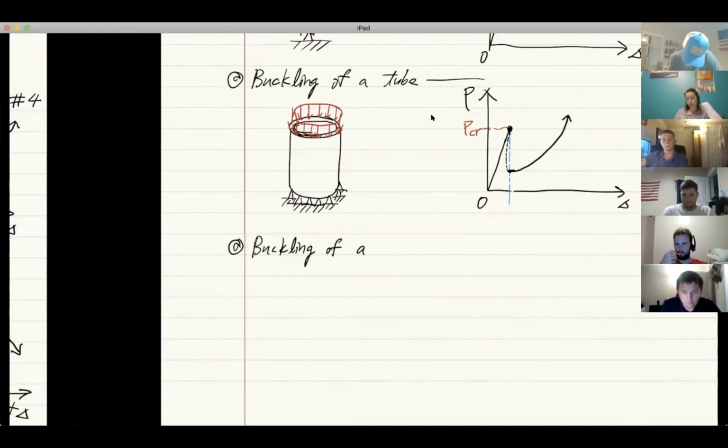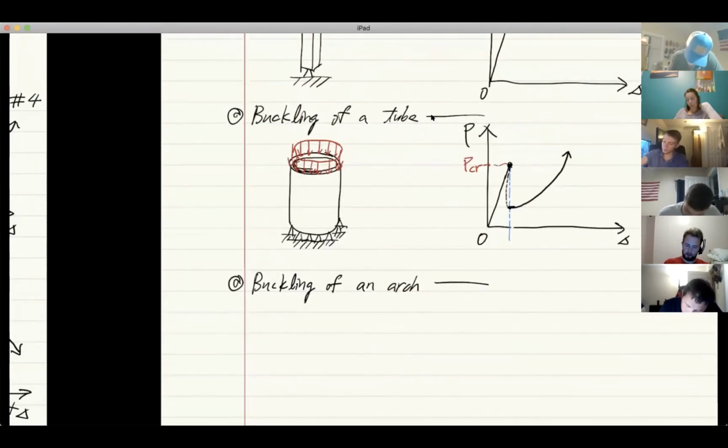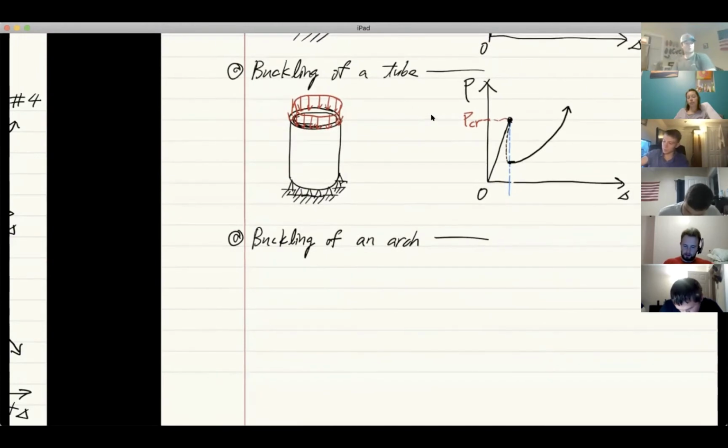Buckling of an arch. Now, we have seen that columns can buckle, tubes can buckle. What about an arch? Of course, arches can buckle, from some of the photos I showed you before. Suppose we have an arch like this. This could be a parabolic arch or a spherical arch or circular arch, any kind of arch you want to consider. Actually, let's draw this a little bit thicker, like this.